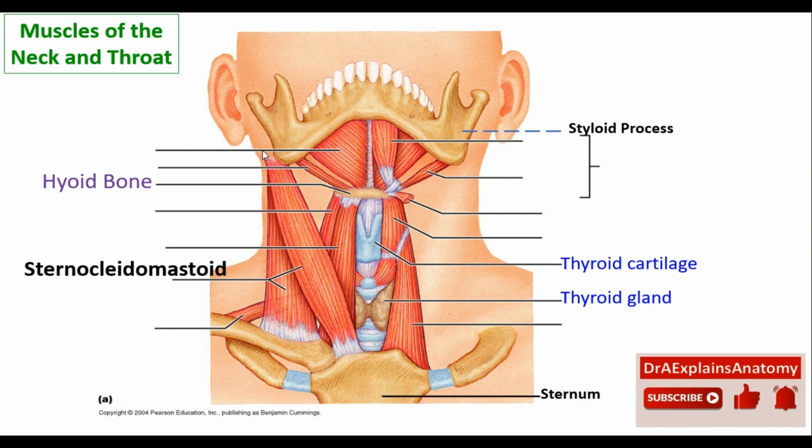Moving to the fourth muscle, which is the stylohyoid muscle. The stylohyoid muscle runs between the styloid process of the temporal bone and the hyoid bone.